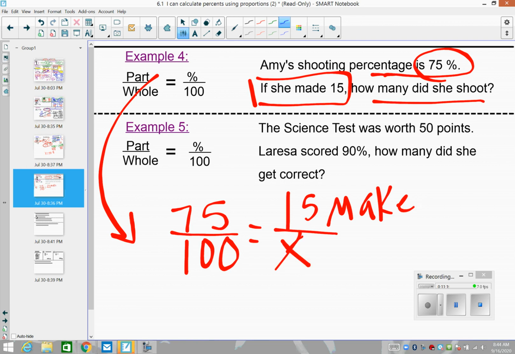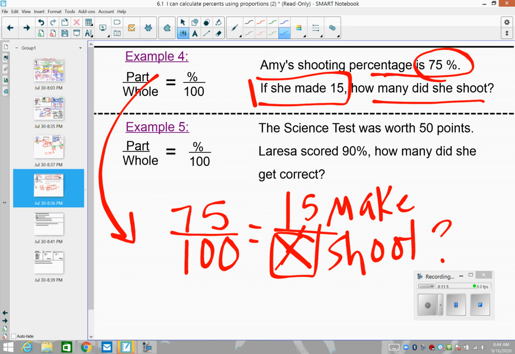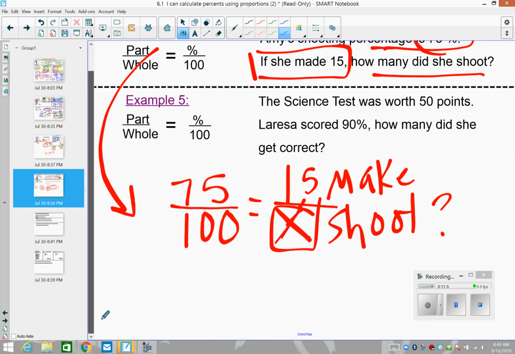So our unknown value is how many did she shoot? We know she didn't go 15 for 15 because that would equate to 100%, and she didn't get 100%. She got 75%. So we just have to figure out how many shots did she take. We know how many she made. That's easy to keep track of in a scorebook, right? But how many did she shoot?